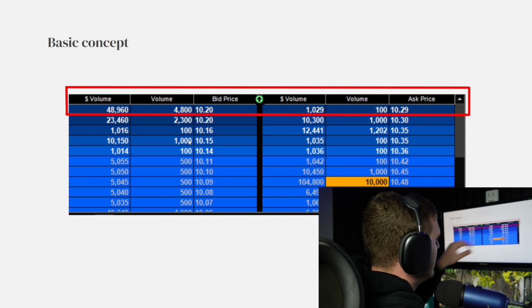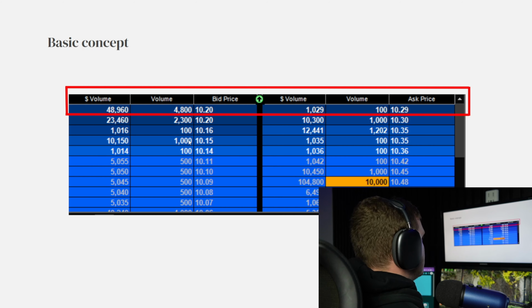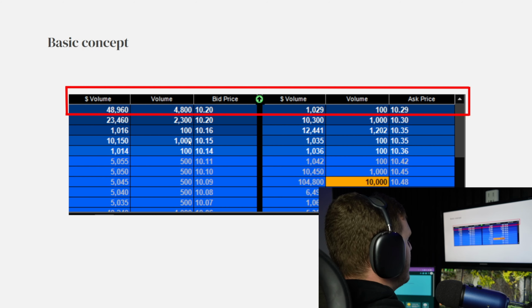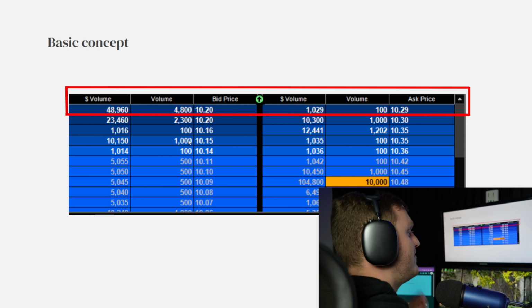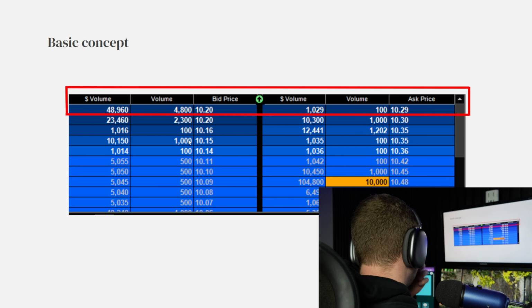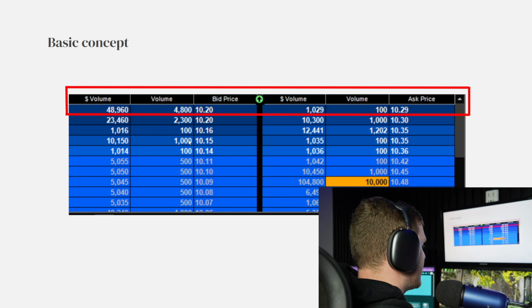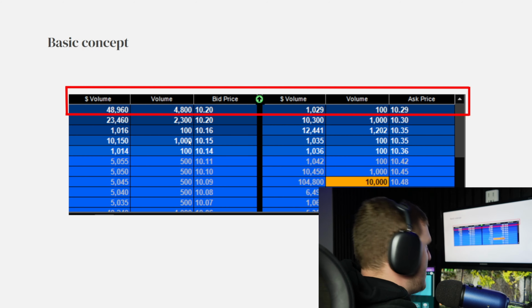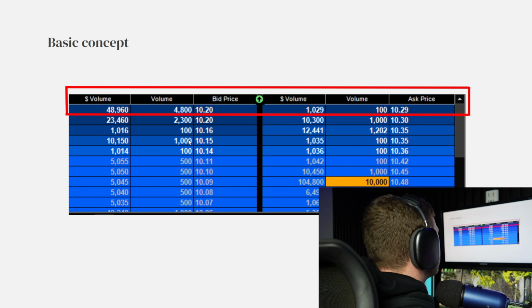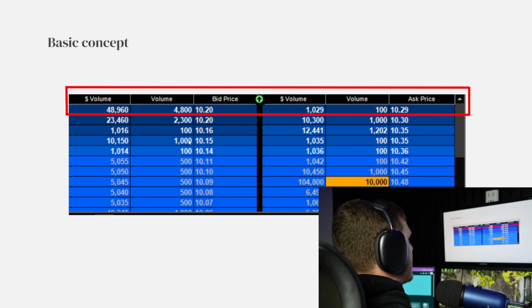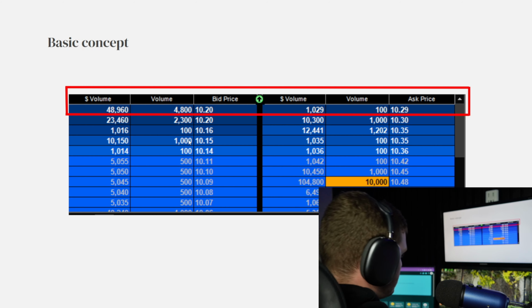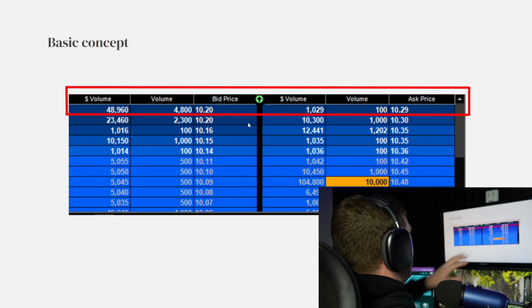Now, first of all, what is the level 2? The level 2 is the auction block. You can see orders that are trying to be filled that have not been filled yet. This is super important because if you see a humongous buyer before it's about to get filled, what do you think is going to happen to the stock? Probably move up. If you see a humongous seller at a certain point, what do you think is going to happen to the stock? It's probably going to go down. So first of all, we're going to talk about how to read it.